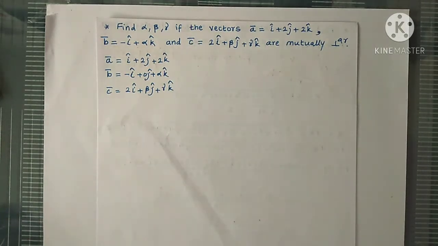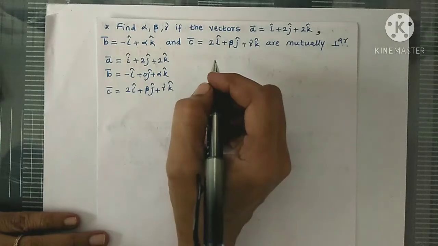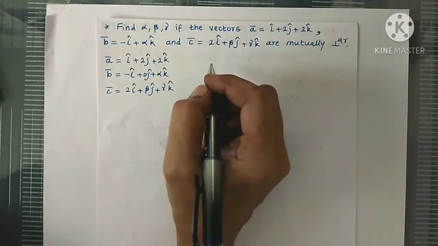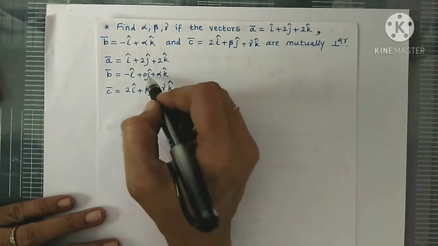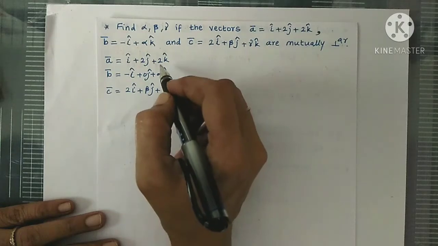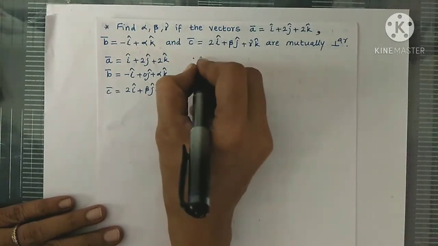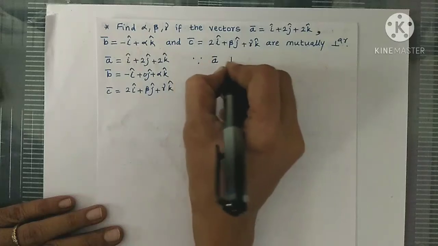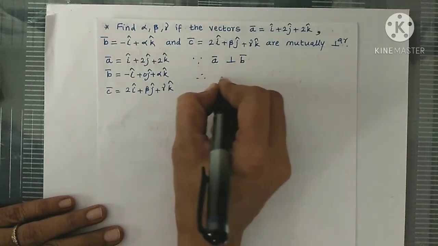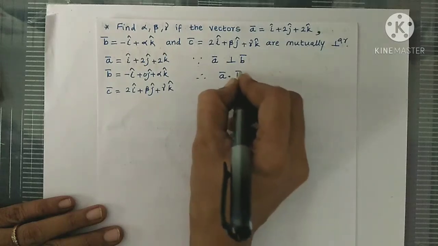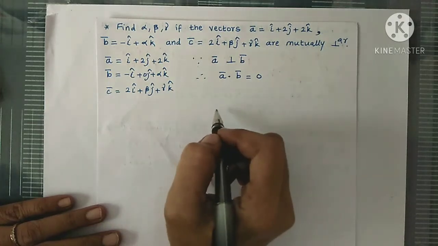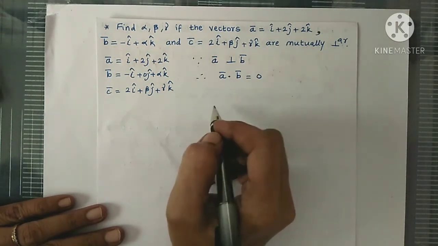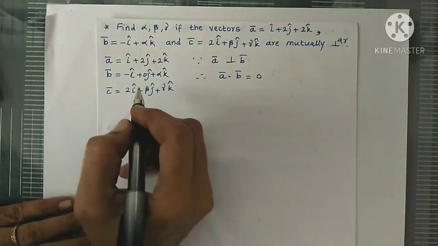Now if two vectors are perpendicular, we know that their dot product is 0. So let's consider that. But first let's write the equation which contains only one unknown. If we take a bar dot b bar, in a bar dot b bar we will have only alpha. So first let's solve that. Since a bar is perpendicular to b bar, therefore a bar dot b bar equals 0. In the exam, write a bar and b bar completely. Here I am writing the dot product directly. So what is the dot product of a bar and b bar?